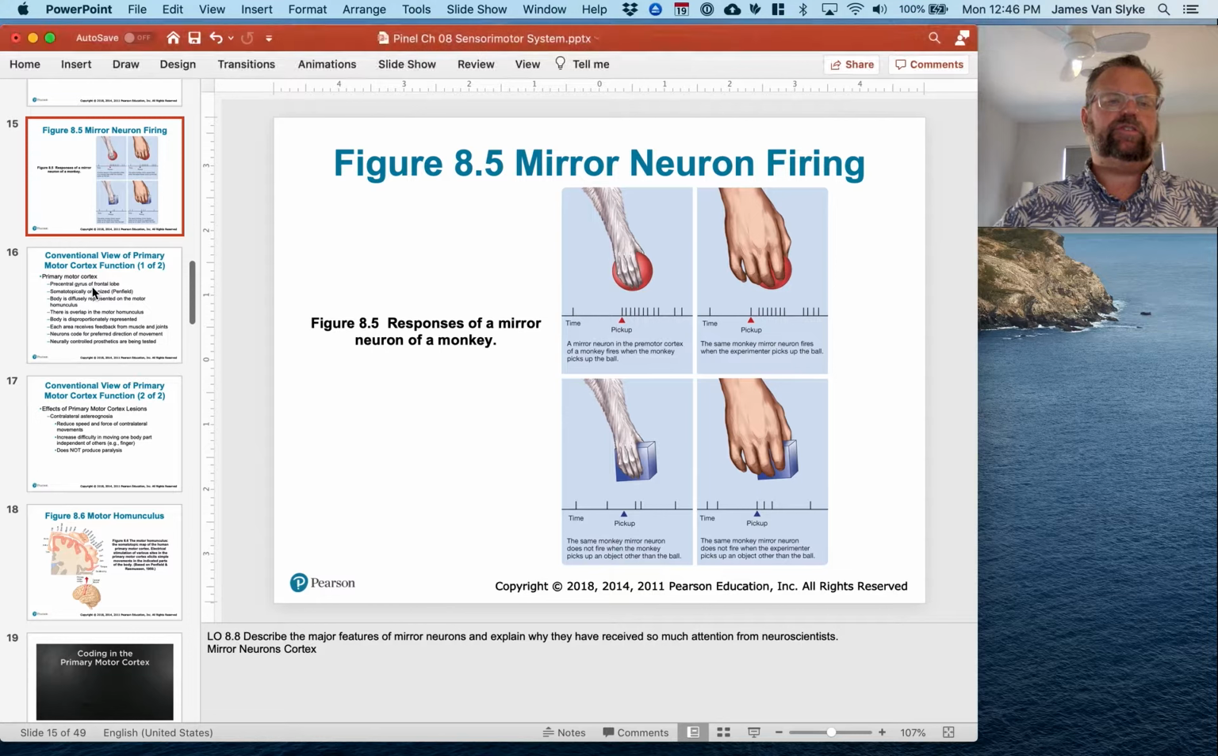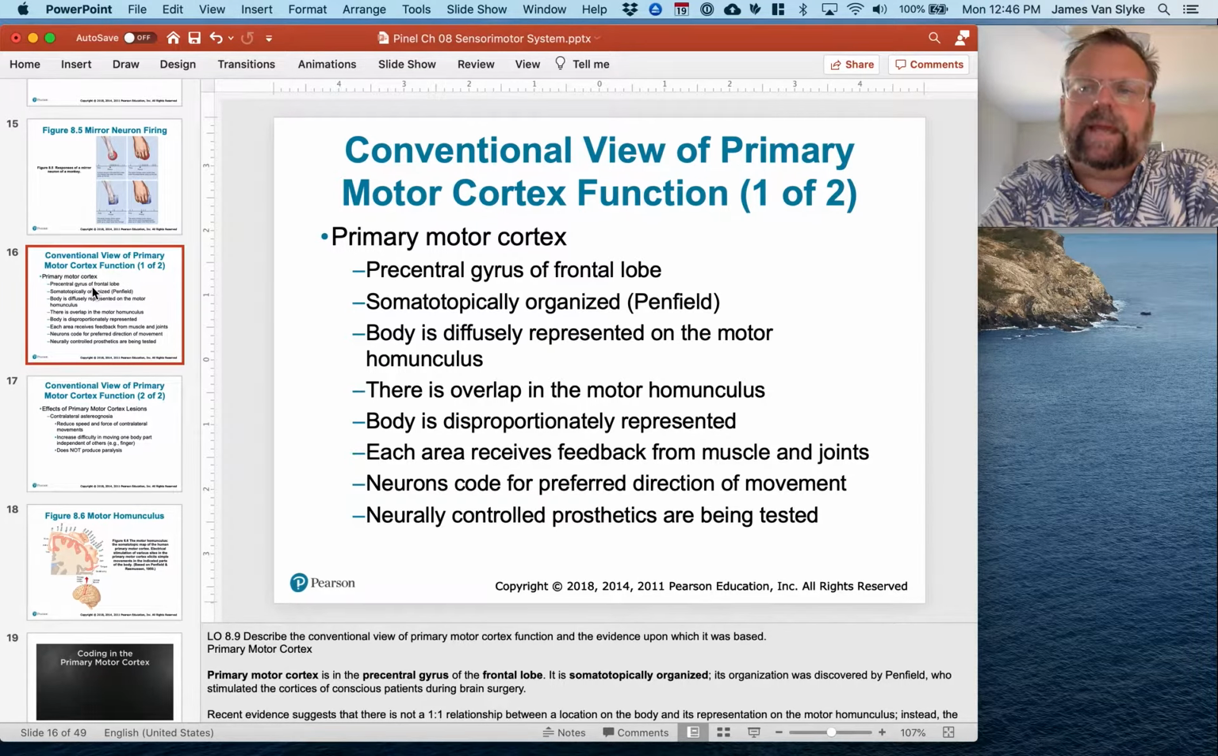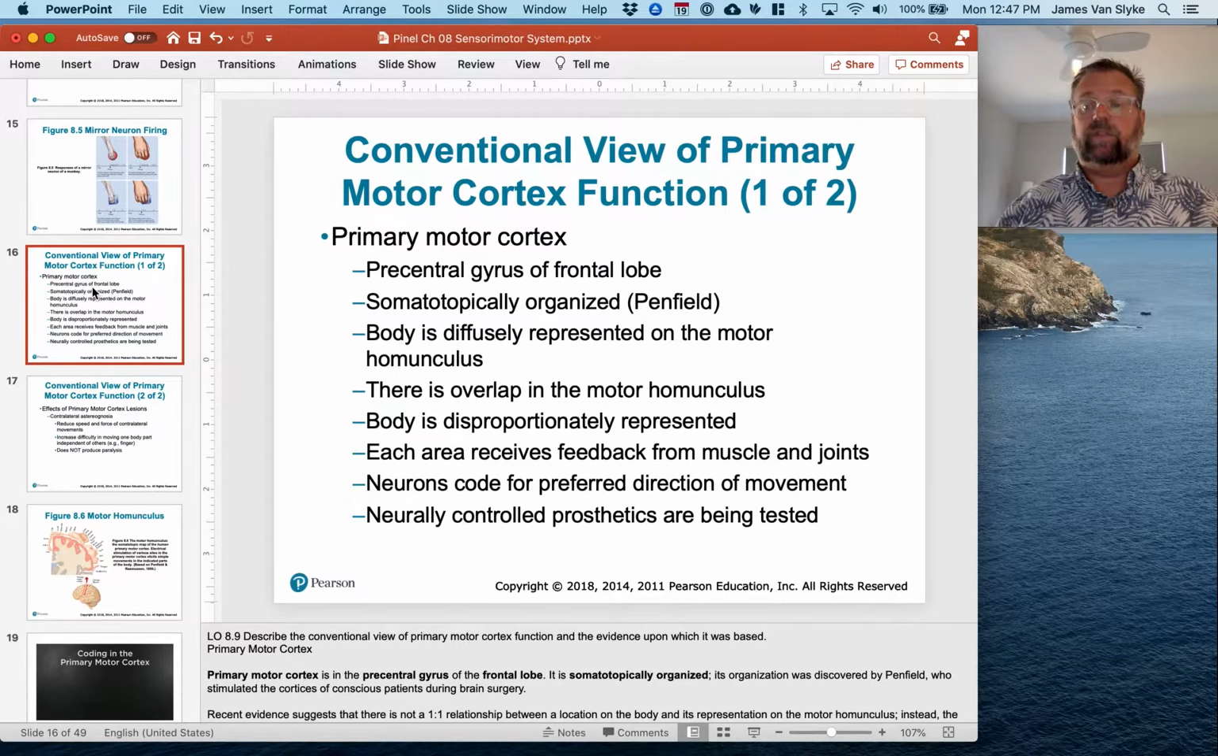So when we move to the primary motor cortex, there's been a basic framework that the primary motor cortex has been understood by. So you remember first that the motor cortex is the cortex of the brain that's directly in front of the central sulcus. So remember we have the central sulcus, then right in front of that, within the frontal lobe, is the primary motor cortex.